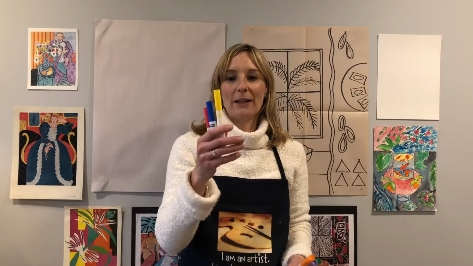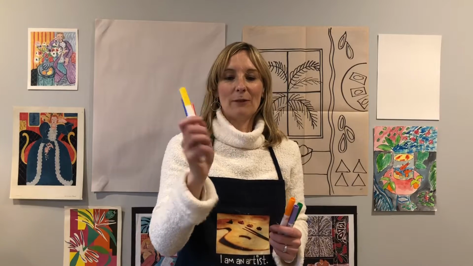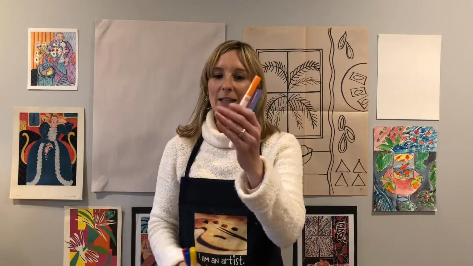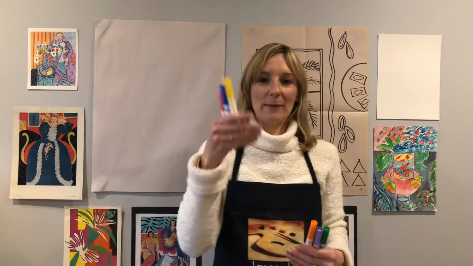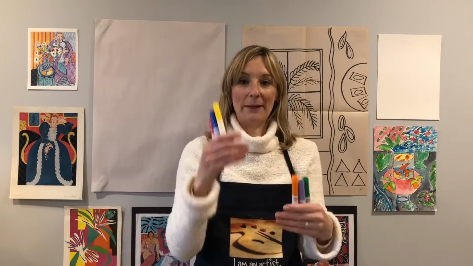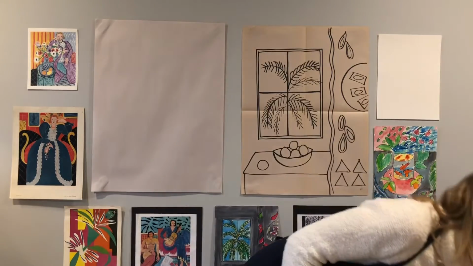So primary colors: yellow, red, and blue. Secondary colors: orange, green, and purple. These are colors you mix to make these colors. So primary, secondary. Here's a little color theory lesson for you.